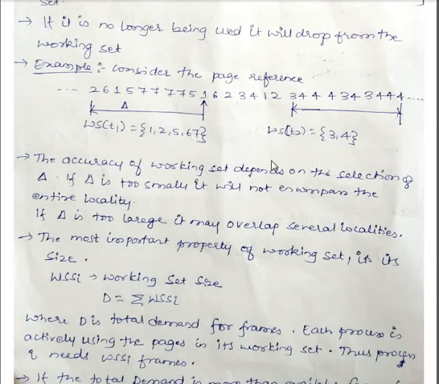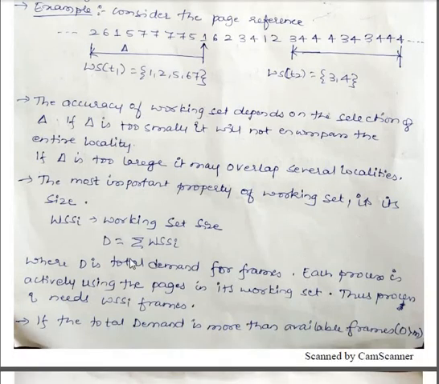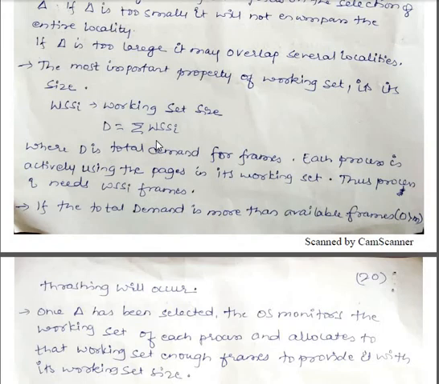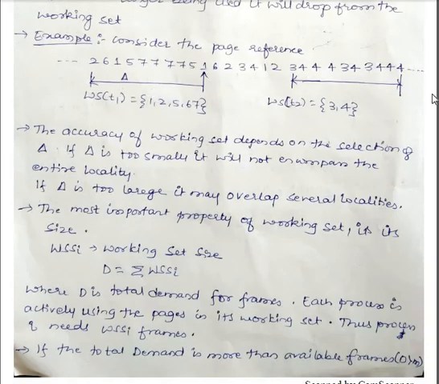So that is the working set size we have to find out. The demand for the frames can be found out by the working set size. The total demand D is given by the summation of the working set sizes of the processes. Currently, how many pages does it require in the complete memory reference? Here it requires 1, 2, 3, 4, 5, 6 and 7. So the summation of the working set sizes here is 7.